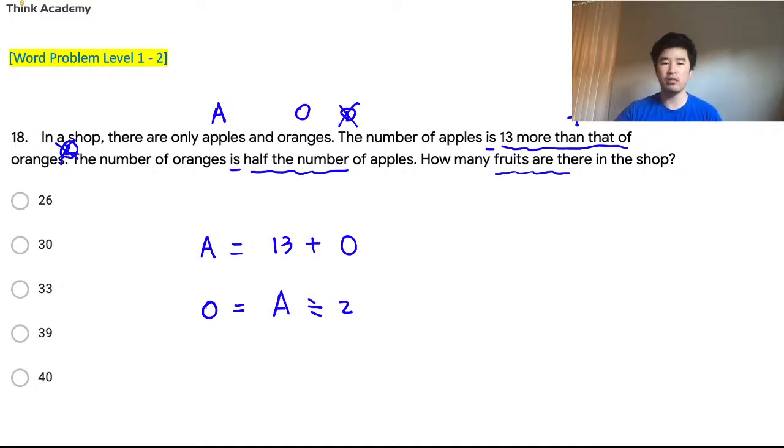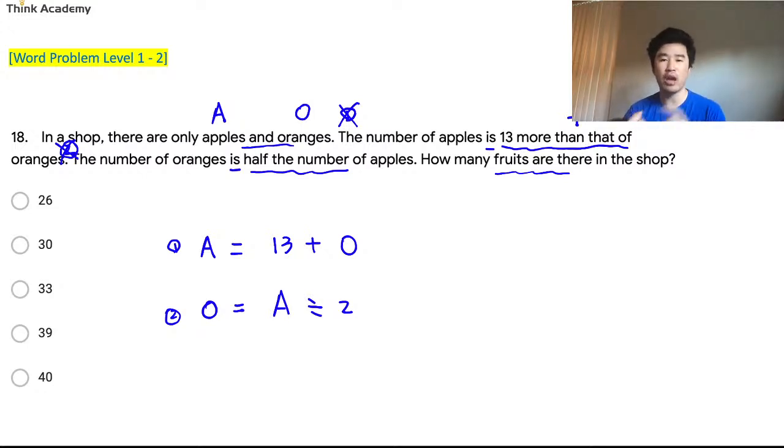So let's imagine today you are not going to buy any oranges. So you are going to buy all apples. Okay, so just ignore the first sentence. Let's imagine there are all apples in the store. So if we just buy apples in the store, how are we going to solve this problem? From the first equation, we have apple is equal to 13 plus orange. And then from the second, we have orange is equal to apple divided by 2.